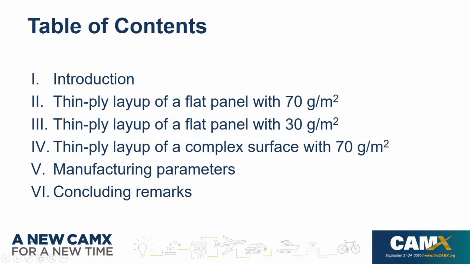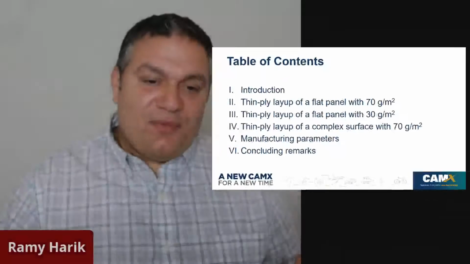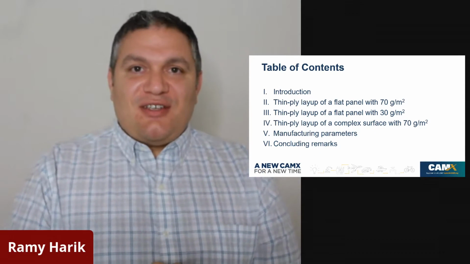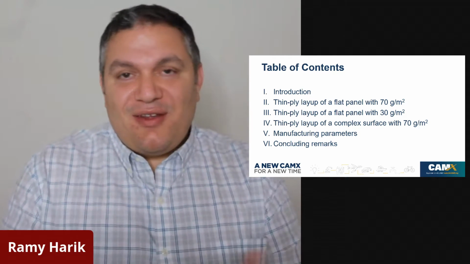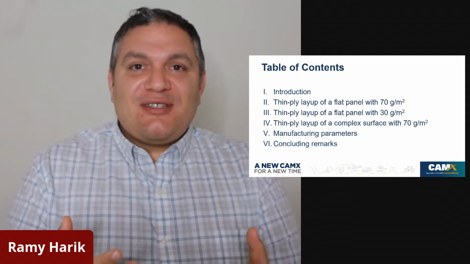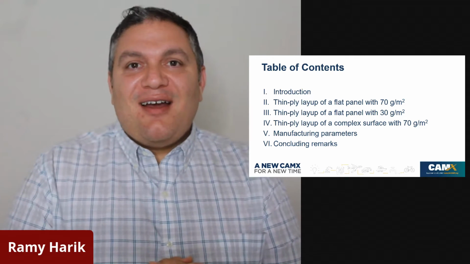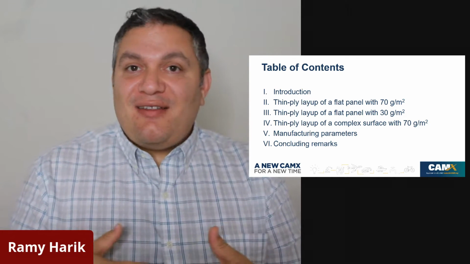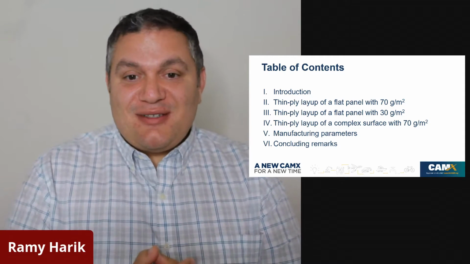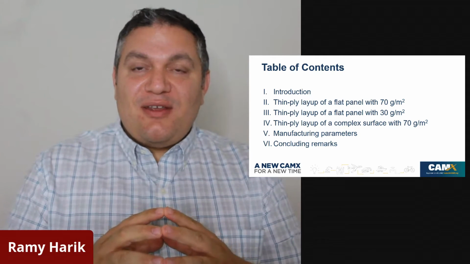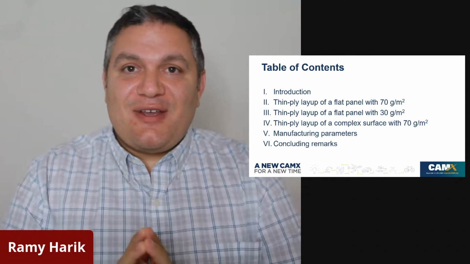So this is the table of contents for our presentation. This is how this presentation is going to go. First of all, an introduction on the benefits. Why thin plies? What would be interesting to adopt an unconventional material and taking a lower GSM than the standard ones? And the way that we're going to do that is we're going to talk about three sets of experiments.